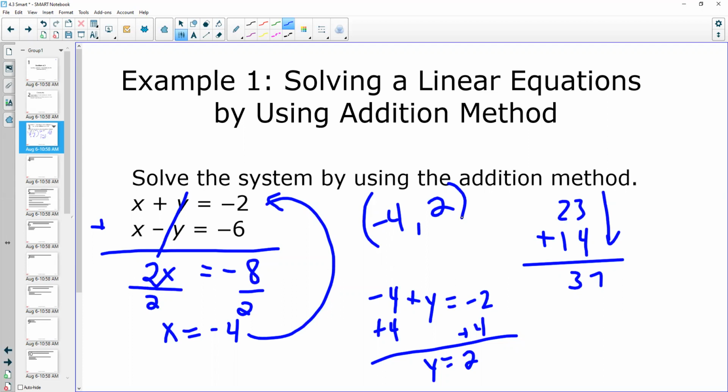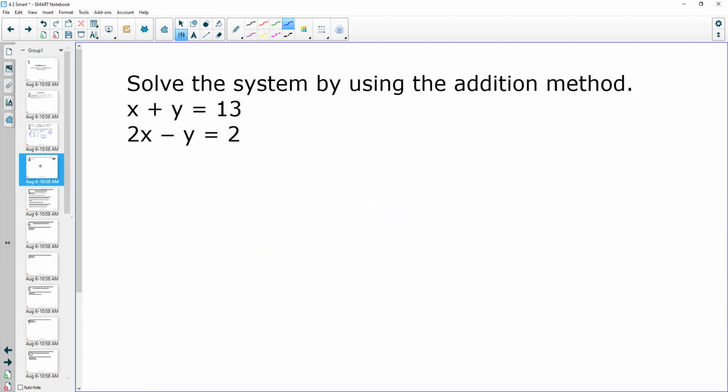This is the idea of the addition method. The whole idea is to get the two equations together to make one of the variables drop away. So you can see this. You try this one. Do exactly the same thing we just did. Pause, and then turn it back on after you do it.